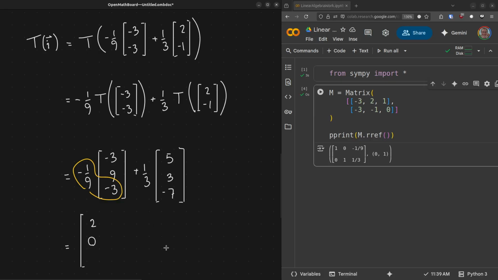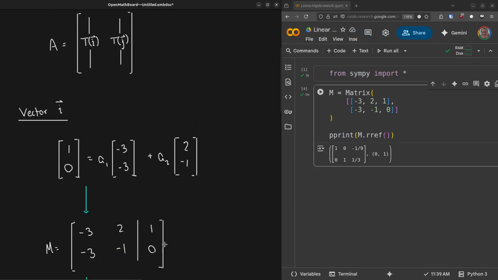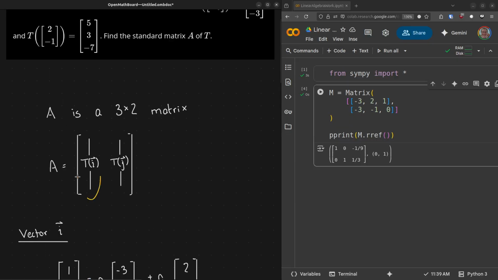Negative 1/9 times negative 3 is positive 1/3. Minus 7/3. Positive 1/3 minus 7/3 is negative 6/3. That's going to be negative 2. Okay? So that's the transformation on vector I. And so that's going to be the first column of my standard matrix A.